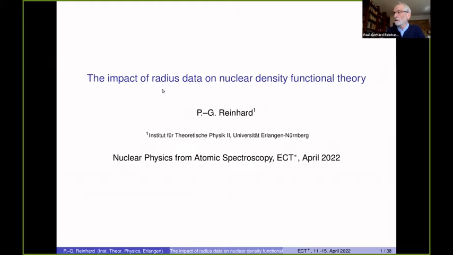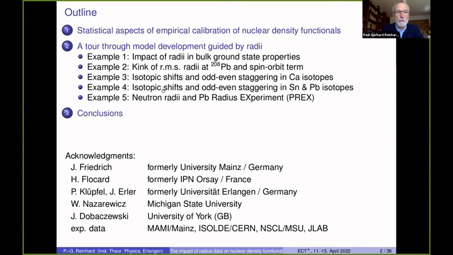Okay, that is the title of the talk, and that is the menu. So I will first give you a little introduction about the theory behind, and then I will make a guided tour through the progress in developing nuclear density functionals along data on radii. The first two examples are from the 1980s and 1990s, and the last three examples are rather recent. Because I always forget at the end, due to time, I put my acknowledgement right in the beginning here.